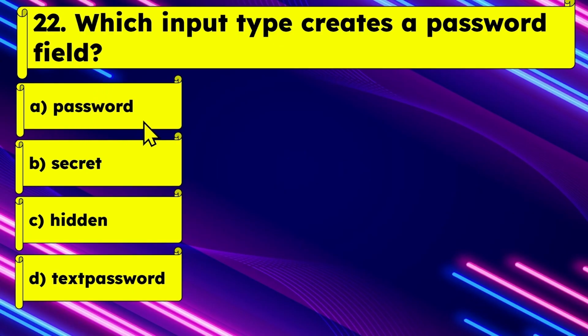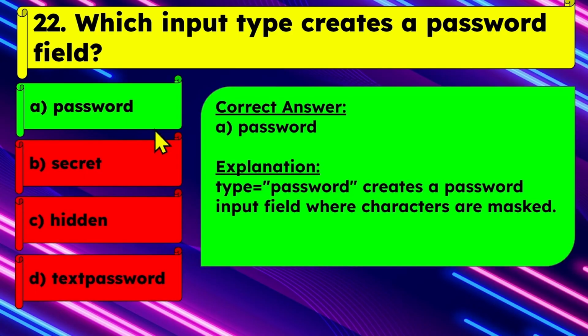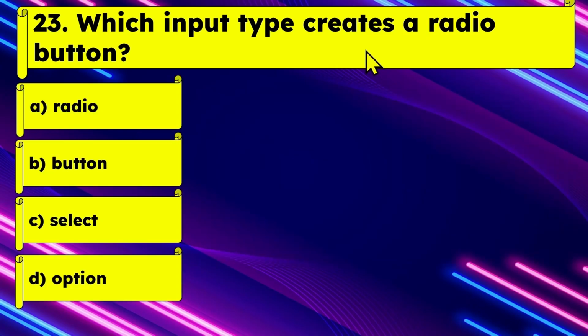Okay, so our next question is, which input type creates a password field? Option A, password. Option B, secret. Option C, hidden. Or option D, text password. So here the correct answer will be option A, password. You can see, if you write type equal to password, then it will create a password input field where characters are masked.